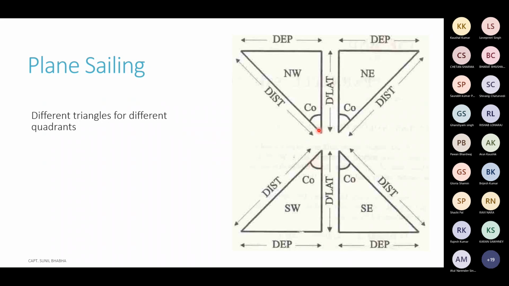And this triangle which you see is the triangle for the northwest quadrant. This is our starting position. We are moving in a northwesterly direction. This is our destination. Then the horizontal side is the departure and the vertical side is the DLAT, this angle being the course. Again, quadrantal course, north, so many degrees, west. So these are the 4 different triangles which we use for calculation in plane sailing.